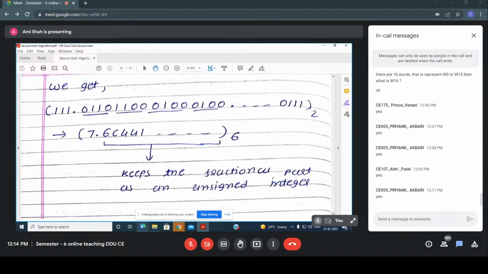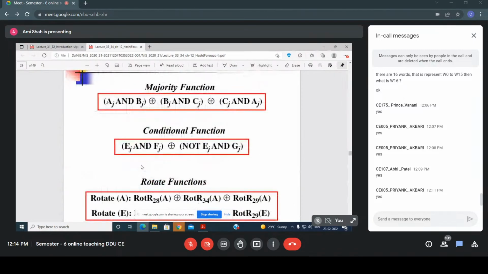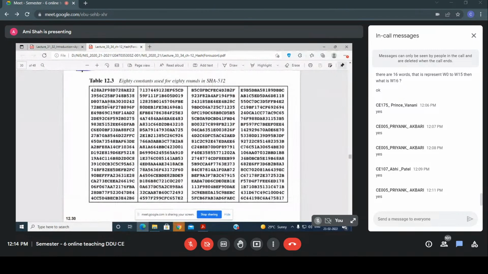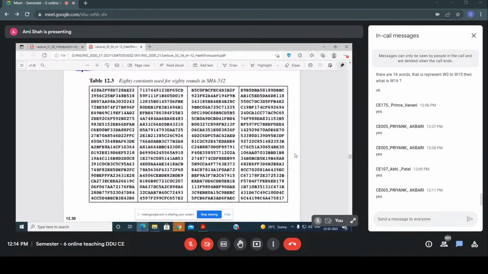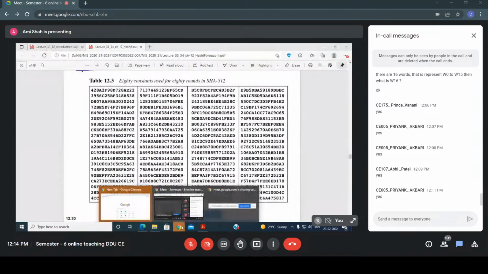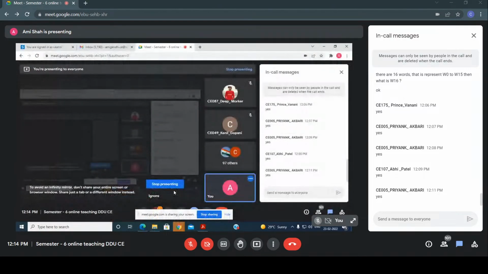So now see, in your book this material is given to you, I will show you so you can understand. See, these are the total 8 constants in SHA 512, given in your book. And when you see the last constant, that is 6C44198C. Now see that I have calculated 6C441. Is it clear to everyone what I'm trying to say? Is it clear?